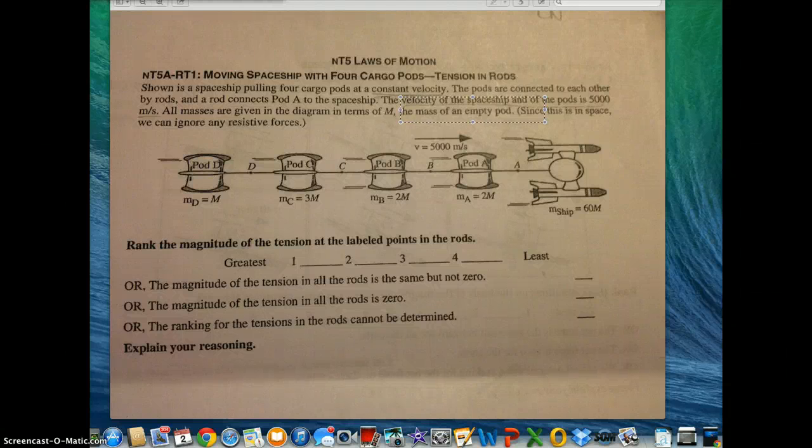Spaceship with 4 cargo pods, and all of the pods are connected by the same rod. And we also know that the velocity of the spaceship and the pods is the same. They're all moving at 5,000 meters per second, so that's a constant speed, constant velocity, I guess, because they're all moving in the same direction. So that means if there's a constant velocity, that means there's 0 acceleration, which means that the sum of all the forces acting on each pod is 0.